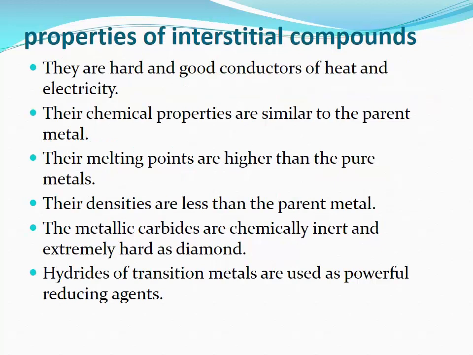Now we are going to see properties of interstitial compounds. First property, they are hard and good conductors of heat and electricity. Their chemical properties are similar to the parent metals. Their melting points are higher than the pure metal because when they form interstitial compounds, they become harder than the pure metal. Therefore, their melting point is higher.